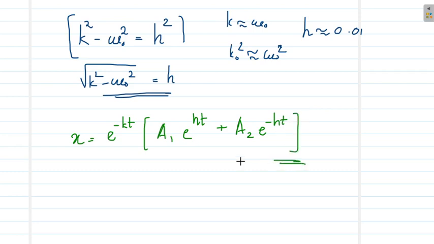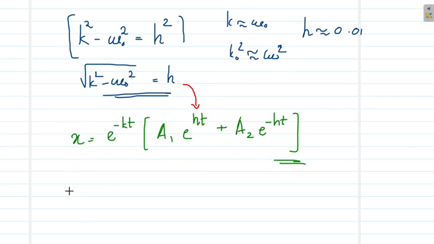So this is the solution x, where we have substituted h as root of k square minus omega 0 square. Now to understand this equation more, let us make another substitution.